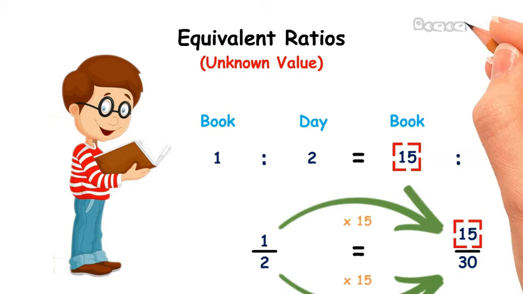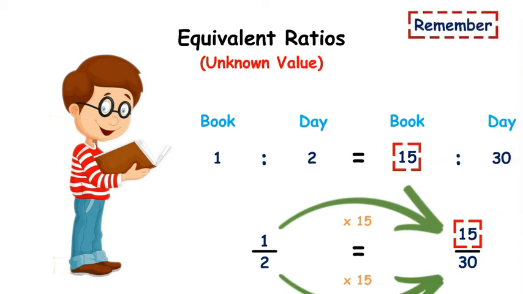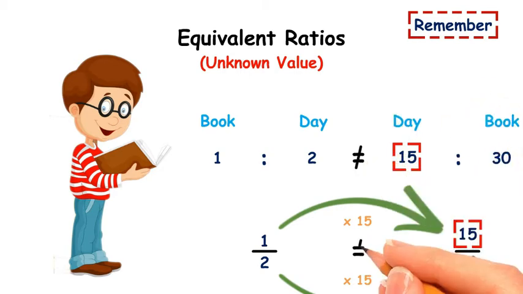One thing that's really important to remember: the order of the equivalent ratios should not be changed. You cannot write book is to days equals days is to book. It will not be equivalent. The order of the equivalent ratios should be the same.